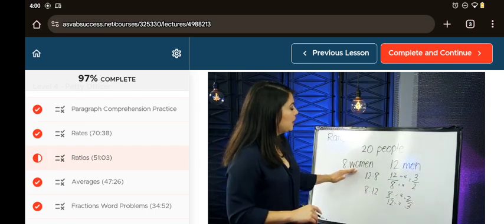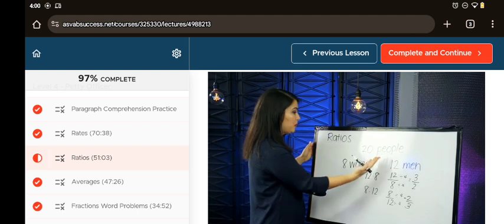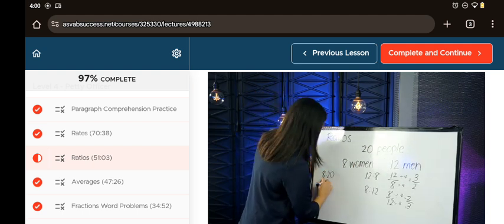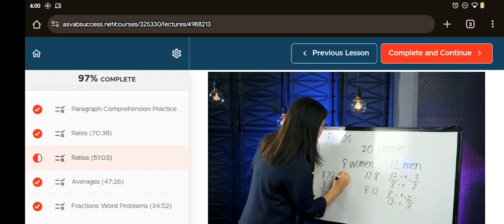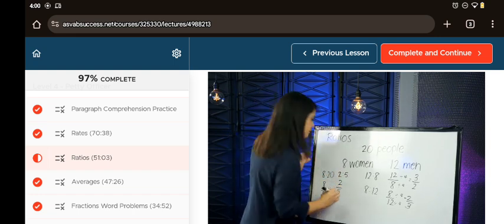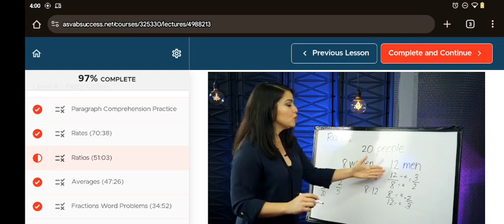Sometimes it'll ask you to compare a part to the whole. So we could have the women out of all the people, which would be 8 to 20, or 8 over 20. Remember, we can simplify this. This would be 2 to 5, or 2 over 5. Same thing goes for the men, 12 to 20, or 12 over 20, okay?